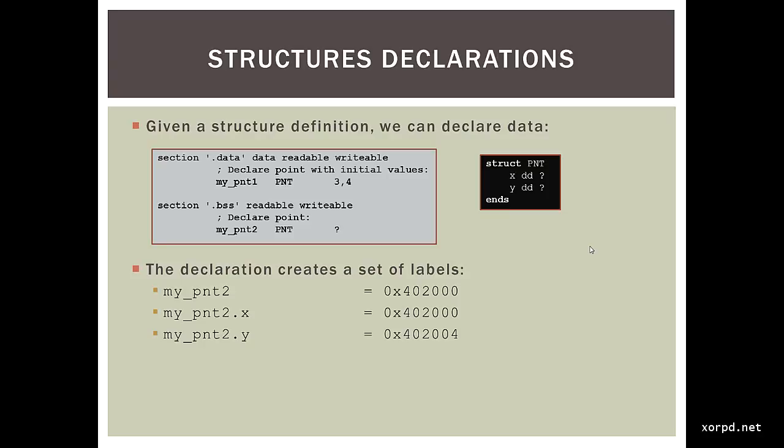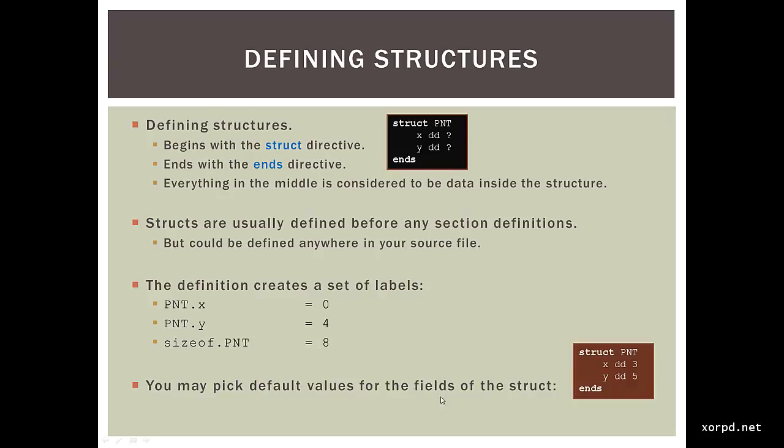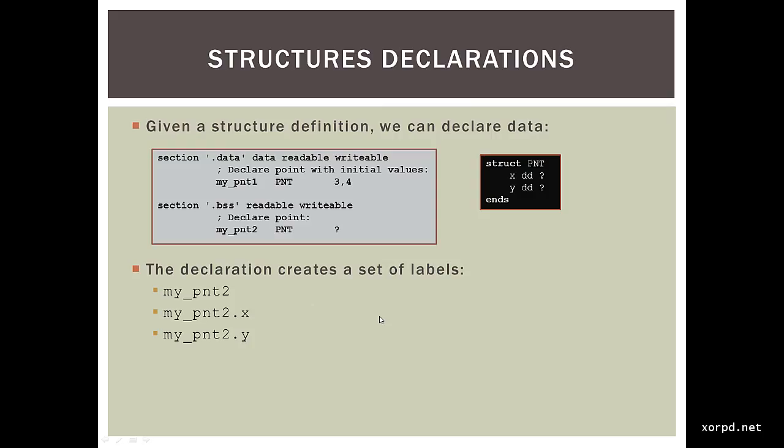They have small values. I return for a moment to the previous slide. We can see here the labels that we got from the definition. These are really small values. So the definition usually gives you small numbers for the labels. PNT.x is 0, PNT.y is 4, and the sizeof is also not a very large number.